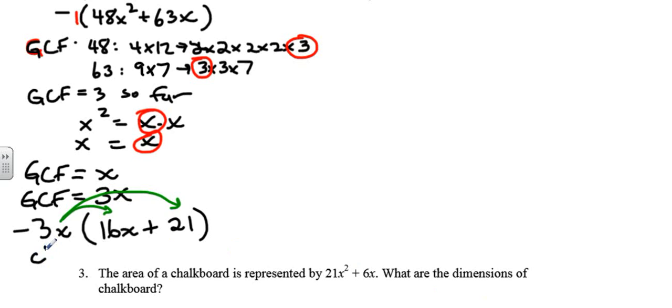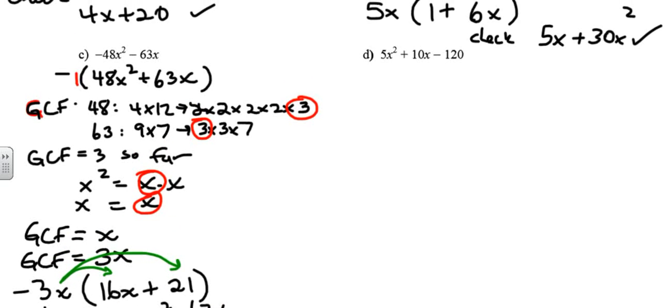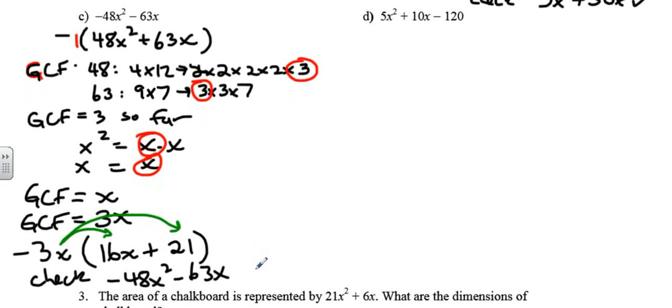so I'll just write check so as not to confuse about what the final answer is, because this is the final answer. We're going to end up with minus 48x squared minus 63x. Is that what I started with? We'll just double check. Yeah.